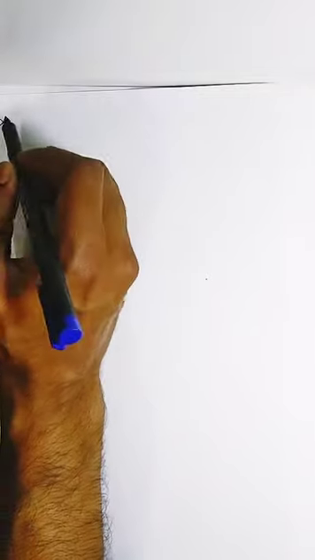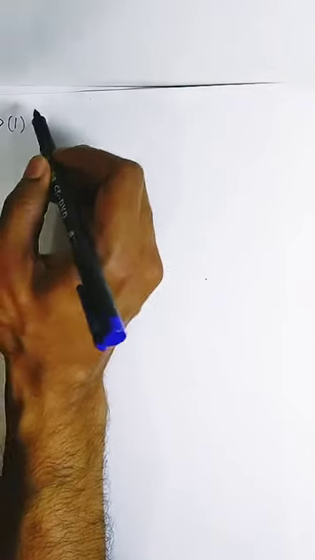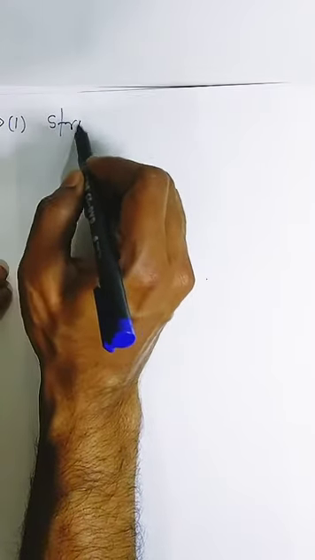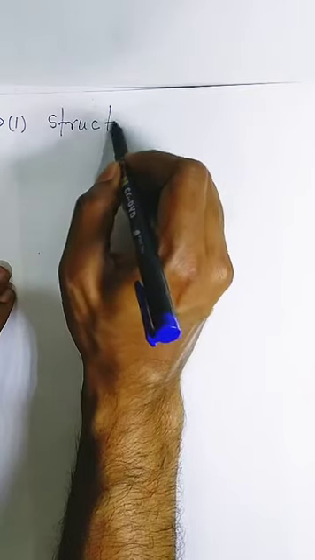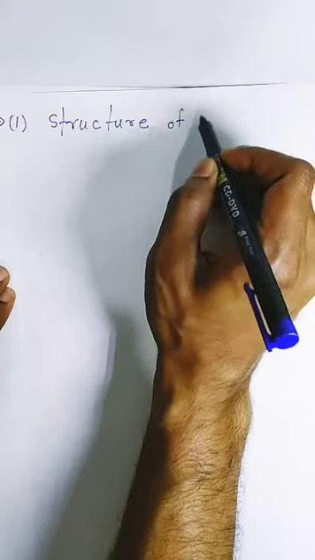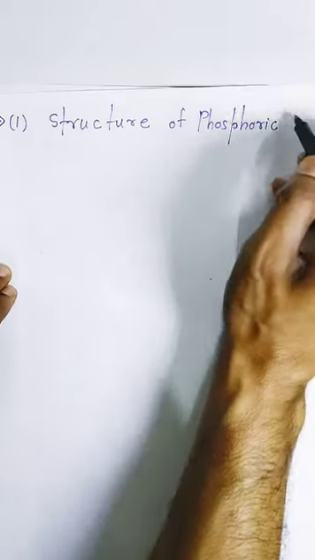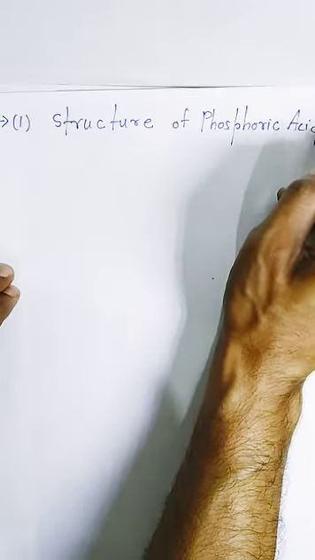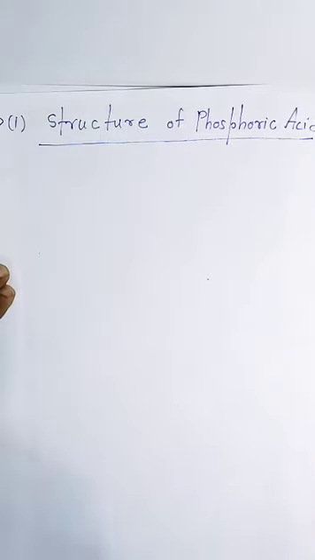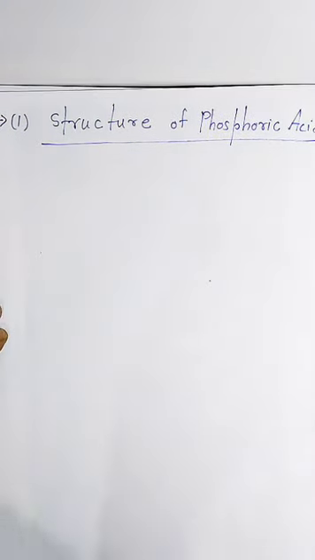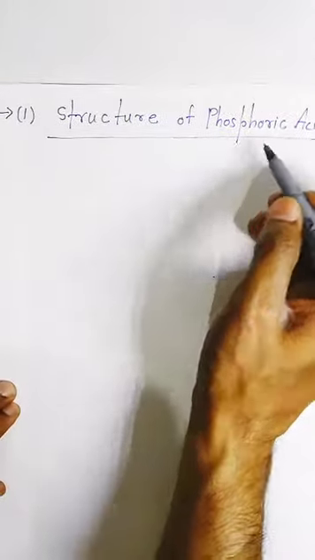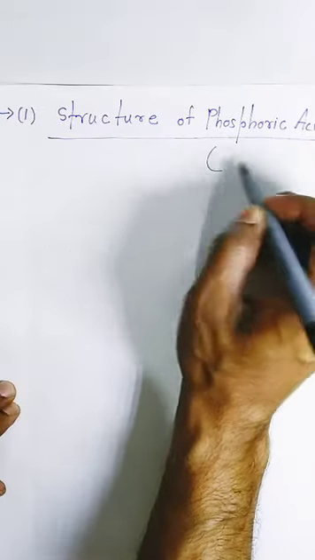Now students, we are going to see the structure of phosphoric acid. First we will see the structure of phosphoric acid. What is the formula structure? What will be the molecular formula, students, of phosphoric acid?